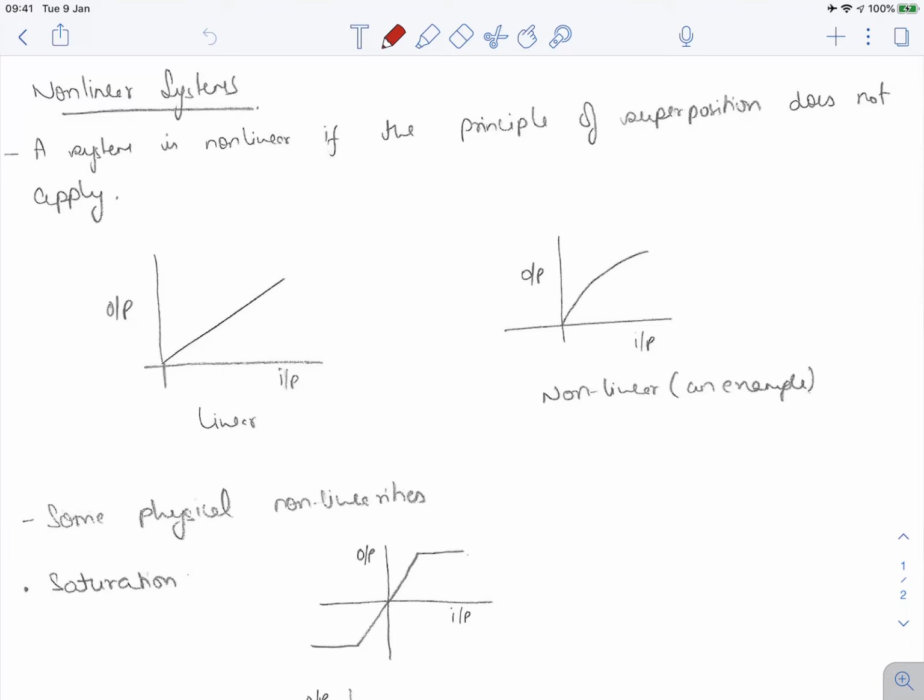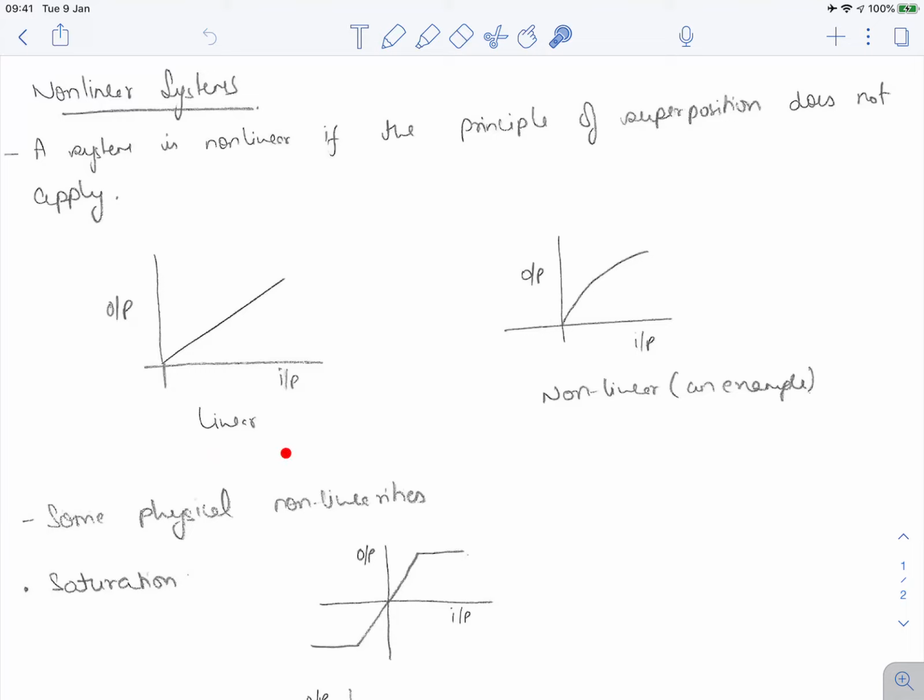So many times we have discussed the linear and the non-linear systems. For a linear system, we know that if the system satisfies the principle of superposition, meaning the additivity and homogeneity properties are satisfied, then we say that the system is linear. And if the superposition principle is not satisfied or does not apply to a system, then we call it a non-linear system.